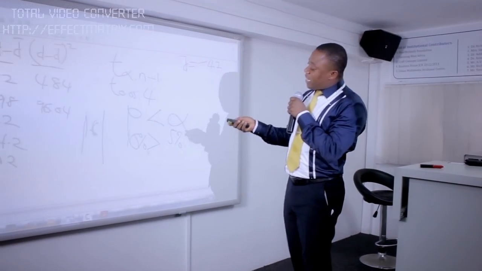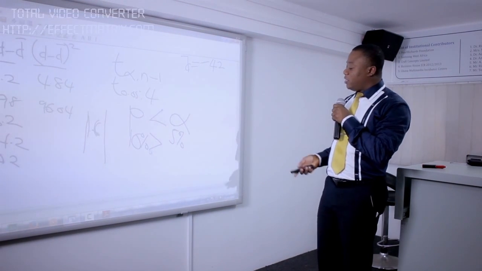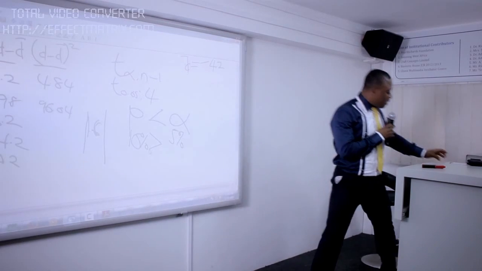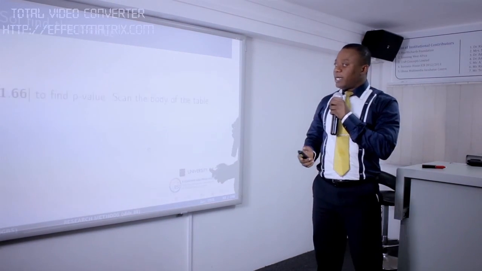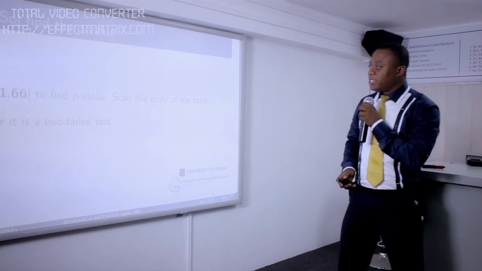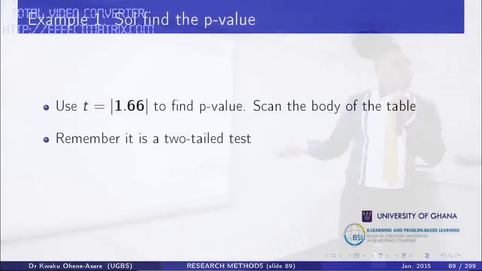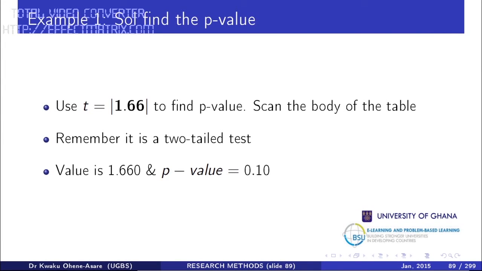Finally, we can see that our p-value is indeed greater. So on the basis of that, we are good to conclude. And the conclusion goes somewhere like that. All those things we are saying, I've written them in the slides for you. Remember, it's a two-tail, the value is 1.660, and the p-value is 10%.